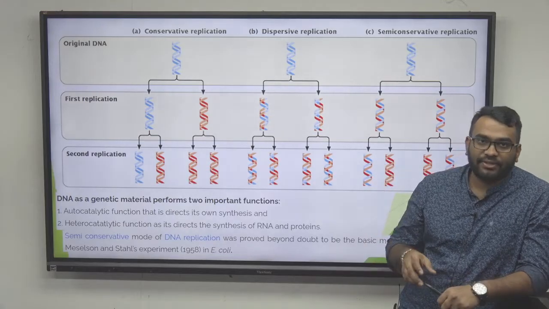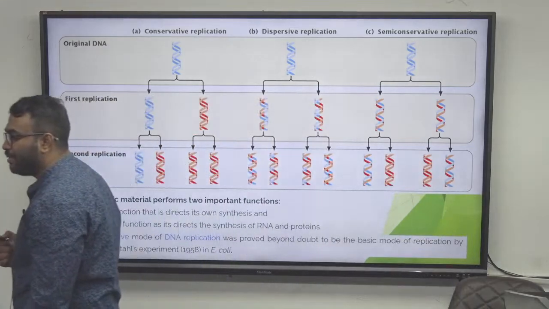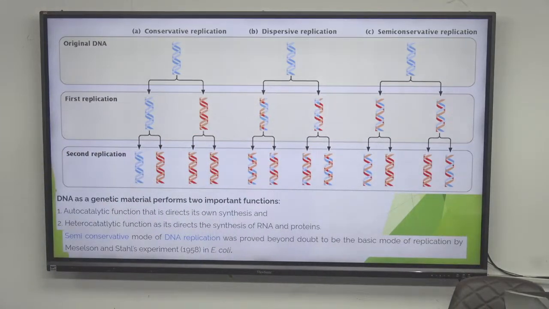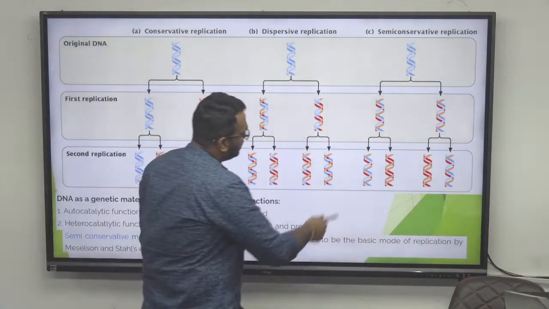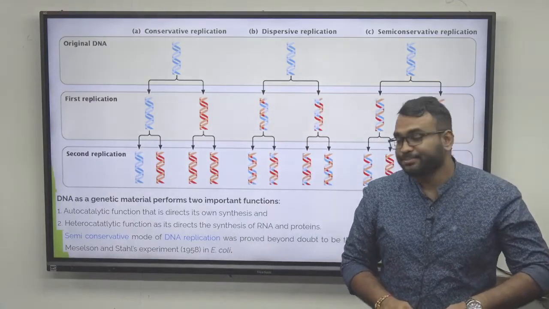Next one is semi-conservative. In this semi-conservative method, one strand will be of the new DNA and one strand will be of the old DNA. Now the old DNA is also conserved, but at the same time new DNA is also created. So that's why it is called the semi-conservative method of DNA replication, right?